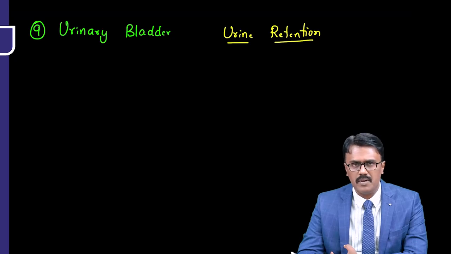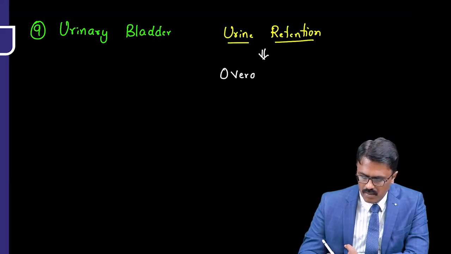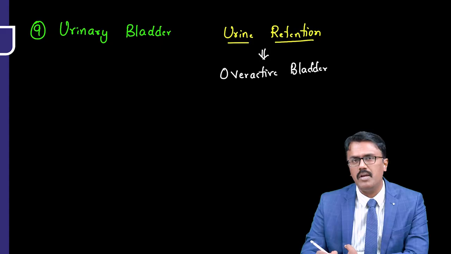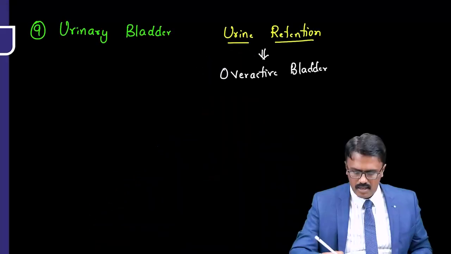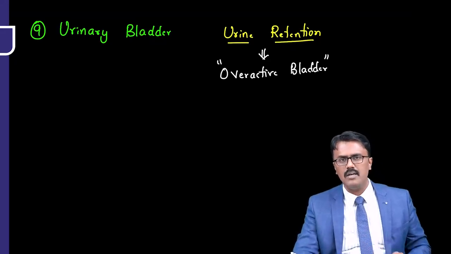Now where do you want to retain the urine? Urine retention is useful when you treat a condition called overactive bladder. Now what do you mean by that? The condition is simple. Suppose somebody has a urinary tract infection. When the urinary tract infection is there, the bladder keeps on irritating, so every 5 minutes the patient has to go to the toilet, empty the bladder, and come back. Those conditions are called overactive bladder, and we use anticholinergic drugs to treat it.